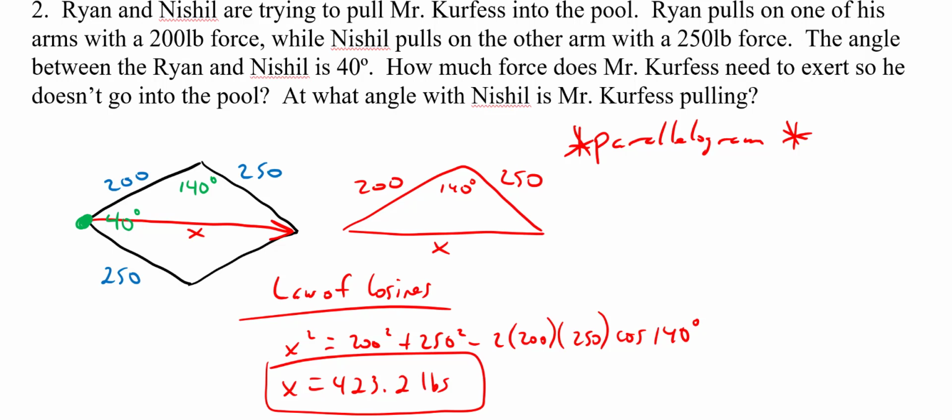And it's a pretty close angle, 40 degrees between them. So most of that force that they're pulling, I'm going to have to pull back. That's why it's not too much less than 450. It's certainly less than 450, but it's still a great amount that I have to pull against them. So I have to pull 423.2 pounds in order not to go into the pool. That's brutal.